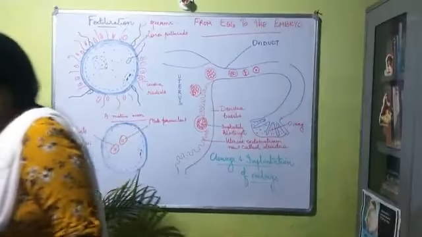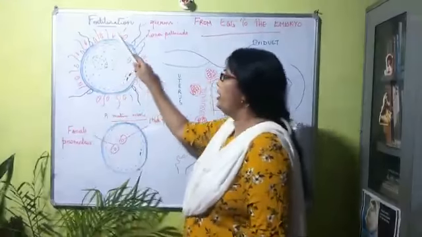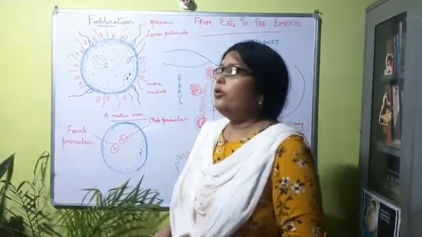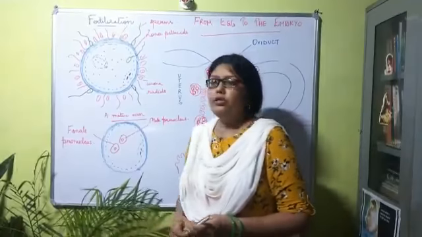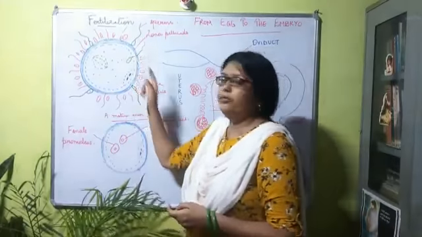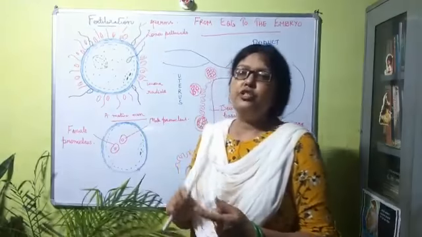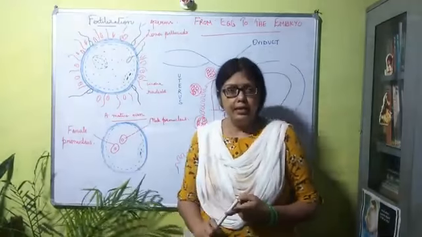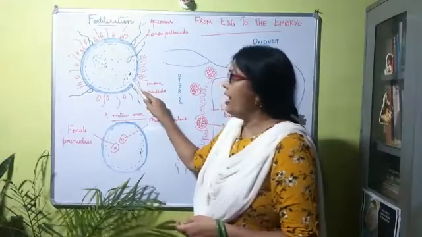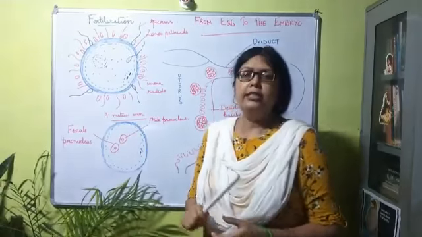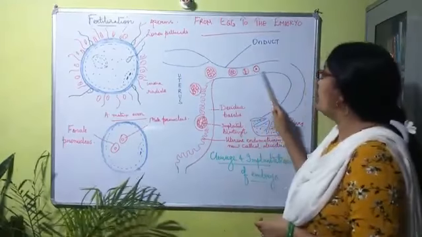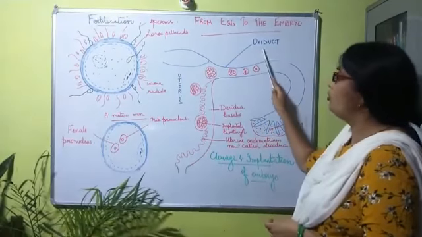Fertilization. Fertilization is the fusion of the male and the female gametes to form the zygote. This process of fertilization involves three major steps. First is the capacitation of the sperms. Capacitation means maturation of the sperms. Second is the entry of the sperm into the ooplasm and activation of ovum. And the third is the ovum and sperm interaction in the fallopian tube or the oviduct.